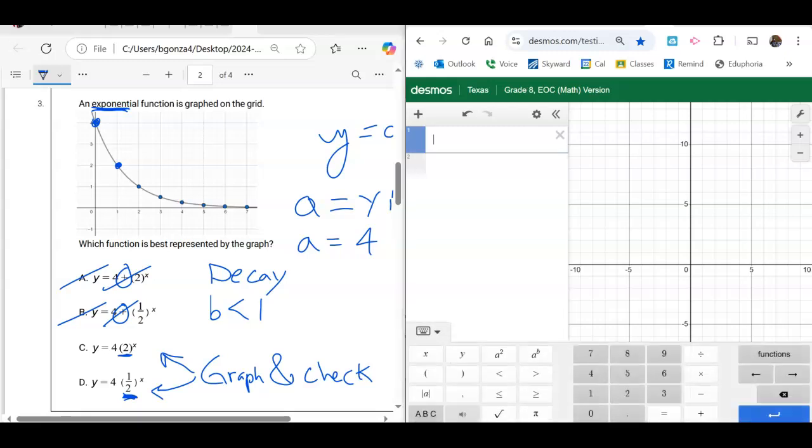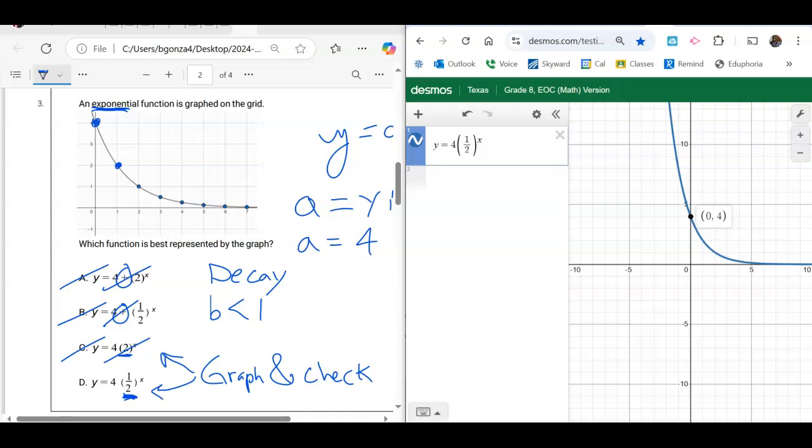Let's graph C and D. So y equals 4 times 2 to the power of x. Now, does this graph on the right look like this graph over here? No, it does not. But if we change that to a 1/2 on the inside there, now that looks right. There's 4. What about right here? It's about 1 comma 2. Hey, that's right. So D is the correct answer.